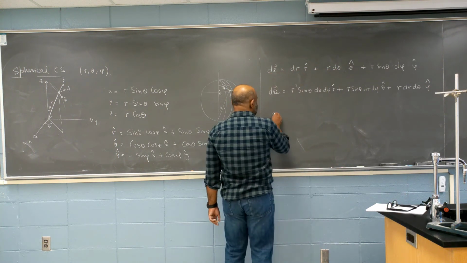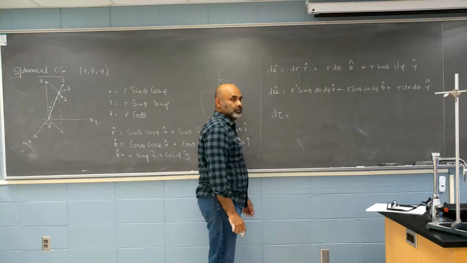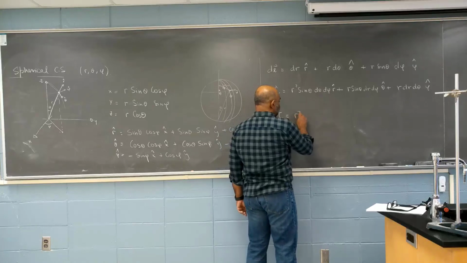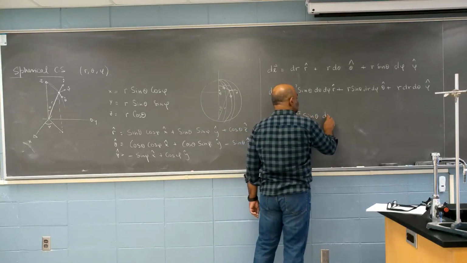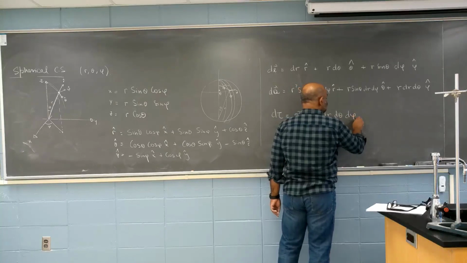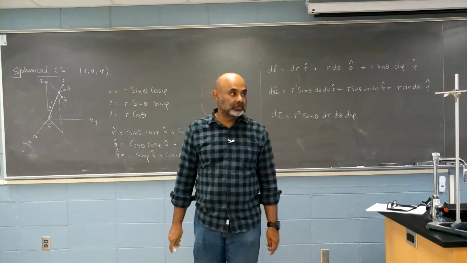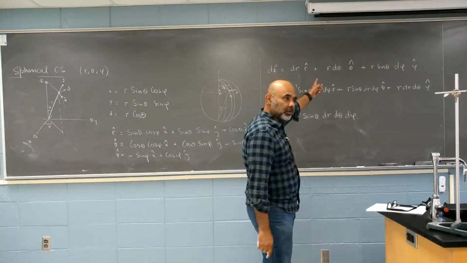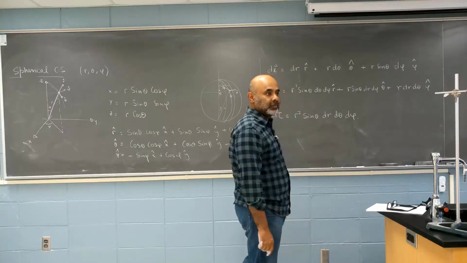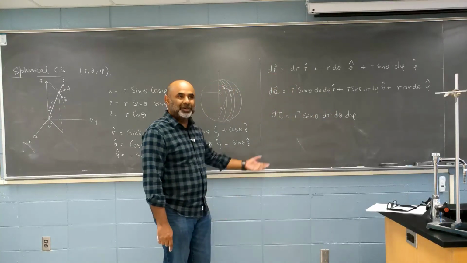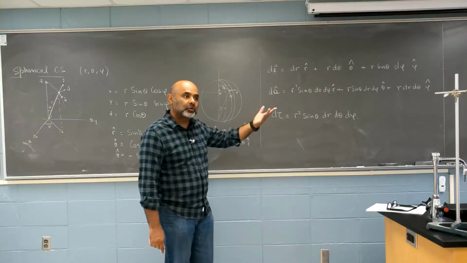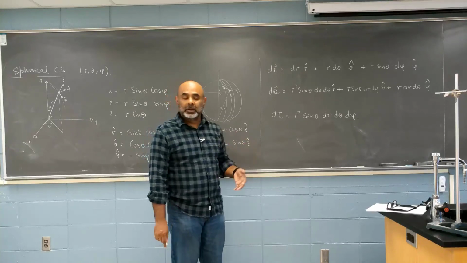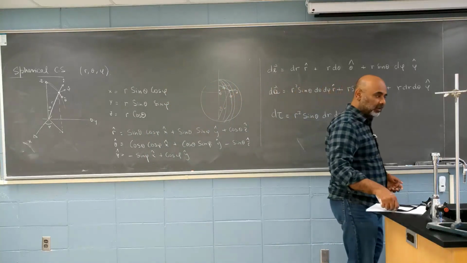What about my volume element? I multiply length times width times height. I would get R squared sine theta dr d theta d phi. There's a nice picture that'll help you get this. I'll load it up on Canvas. But you know what you're doing. You're picking the other two once you get the line element. Again, this is sufficient to compute divergence and curl and everything else.